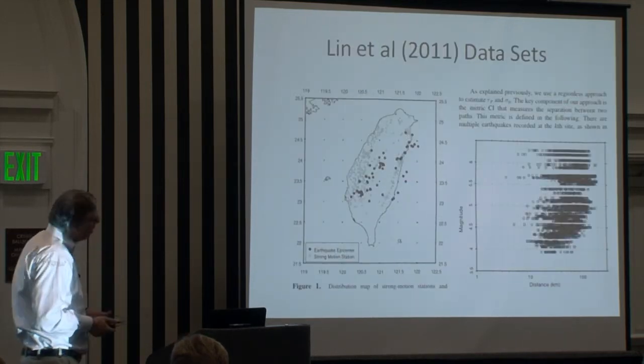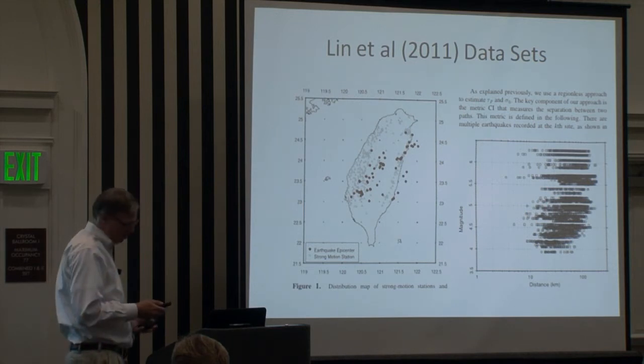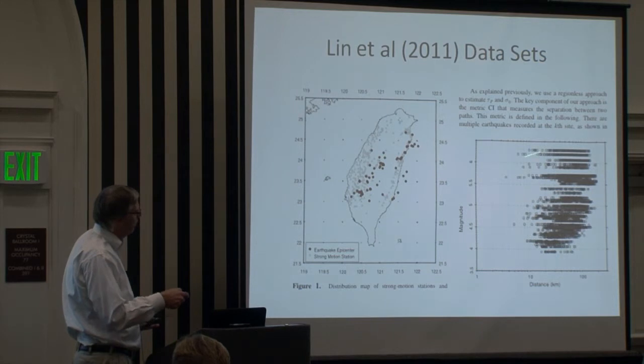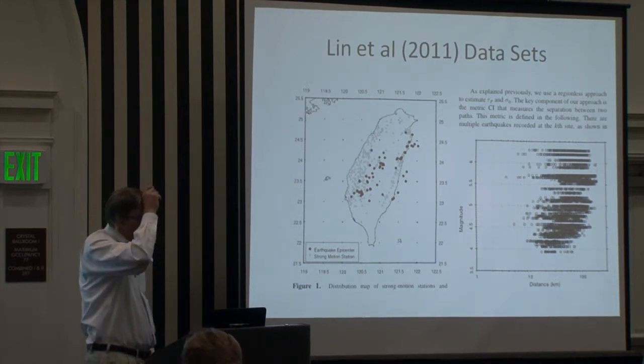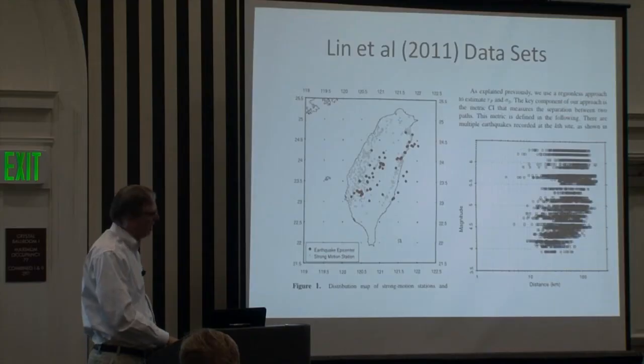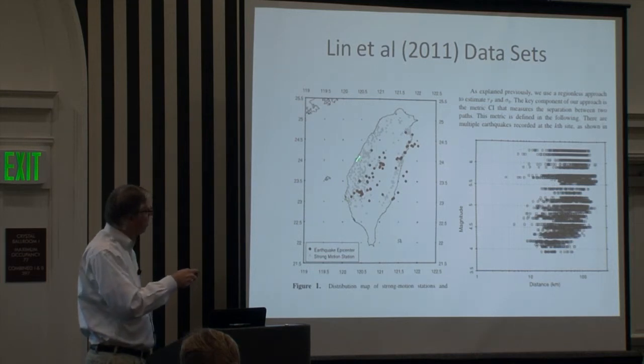So in the Lin paper, the data set in distance and magnitude is mainly magnitude 4s to 6 dominating the problem. We left out the Chi-Chi earthquake in this analysis because we were trying to figure out how to describe the path from an extended source. The rest of these were small enough that we just simply used the hypocenter to describe the source. And then we're looking at these earthquakes here and the stations.